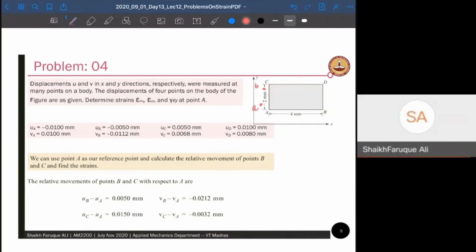And UC is both positive. Oh, that's not B, sorry. B is both a reduction in length along X as well as a reduction in length along Y. So it has become somewhere here. This is B. And what happened to C is both positive. So C has moved above as well as to the right. So it's somewhere here. And D is both positive, so somewhere here, let's say. And then this is your deformed member.